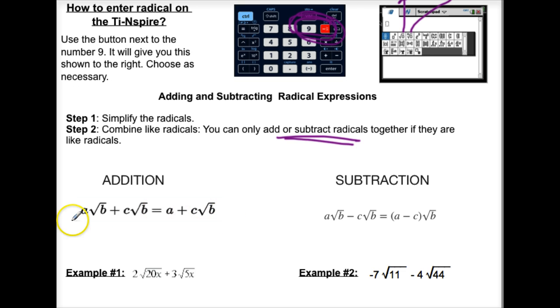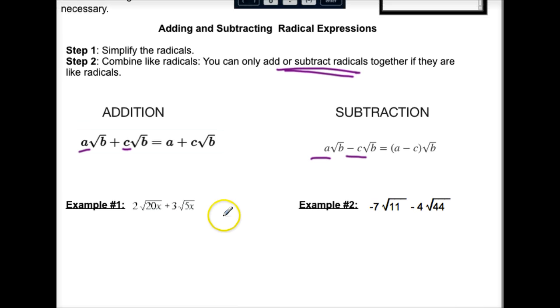So the rules are, if you have a radical b plus c radical b, I am just going to be adding the a and the c, and whatever is under my radical stays the same. And it's the opposite for subtraction. So instead of adding a and c, what I'm doing now is subtracting. And again, what's under my radical sign has to stay the same. Let's see how some examples work.